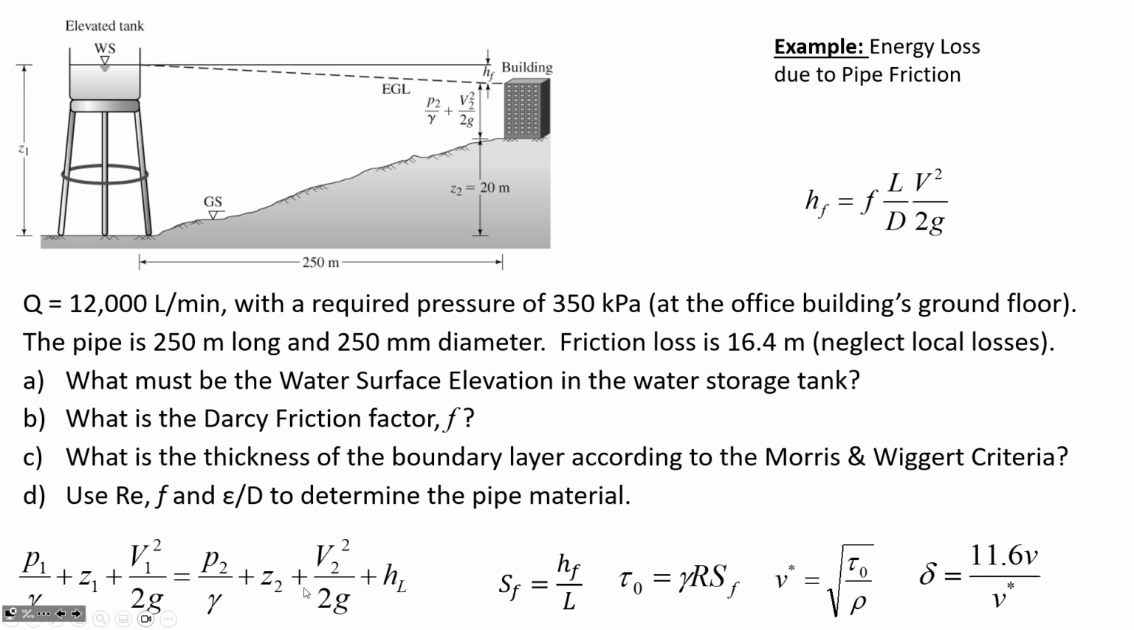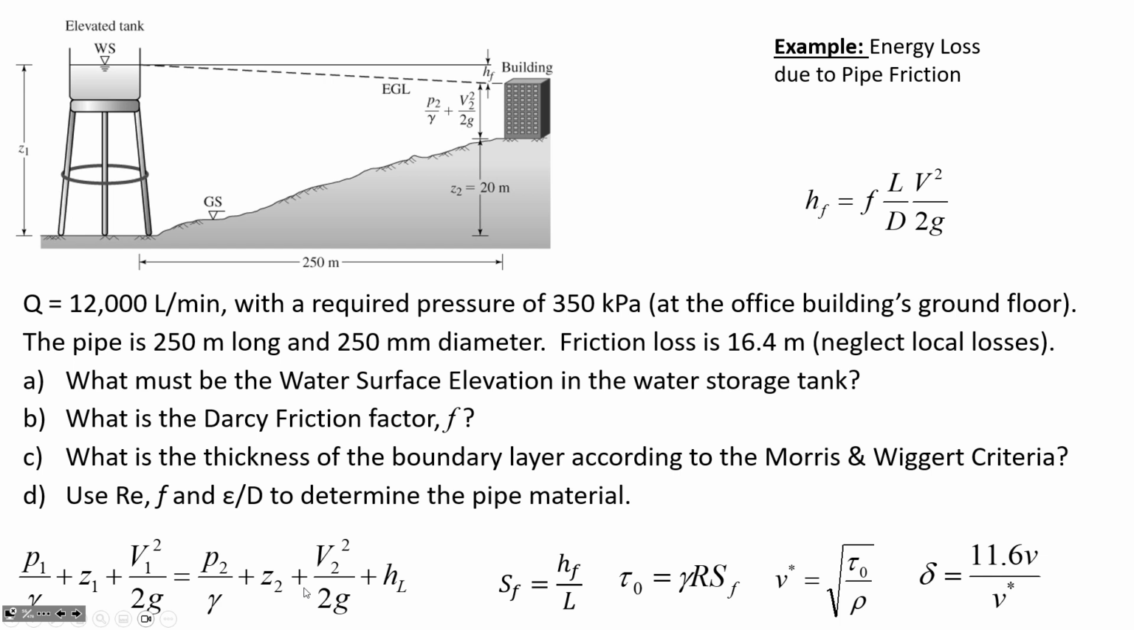So in the energy equation, P1 divided by gamma plus Z1 plus V1 squared divided by 2g, and not written here, though, is the H sub P term, the pump head term. There's no pump in this, so we'll omit writing that, is equal to P2 divided by gamma plus Z2 plus V2 squared divided by 2g plus head loss.